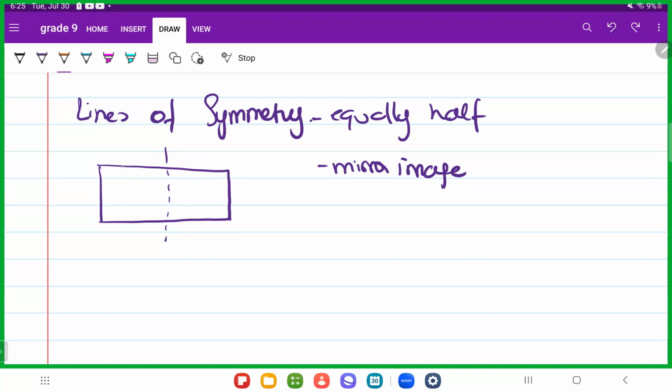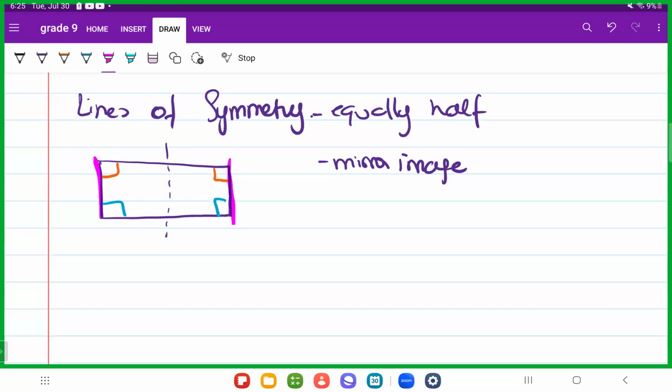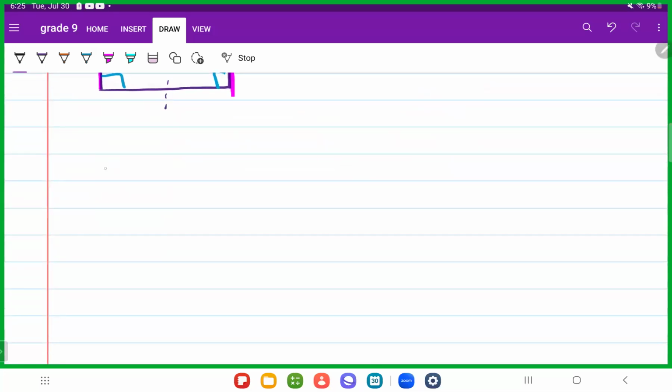That means this angle and this angle would be equal. This angle and this angle would be equal. This length and this length would be equal, right? So it will be completely on top of each other. Make sense? Now we will be talking about triangles. Are you clear till here? Okay, let's talk about triangles now.